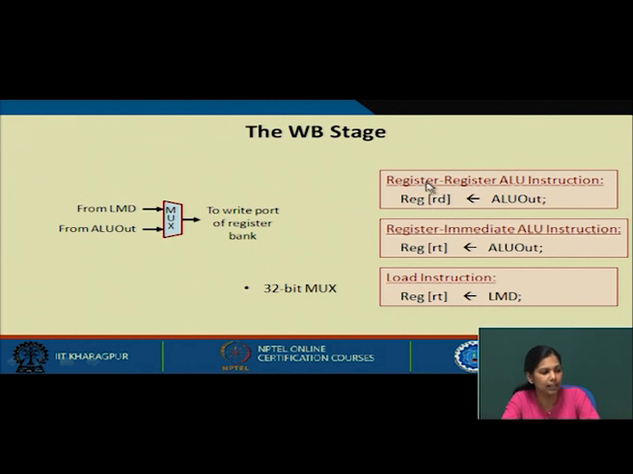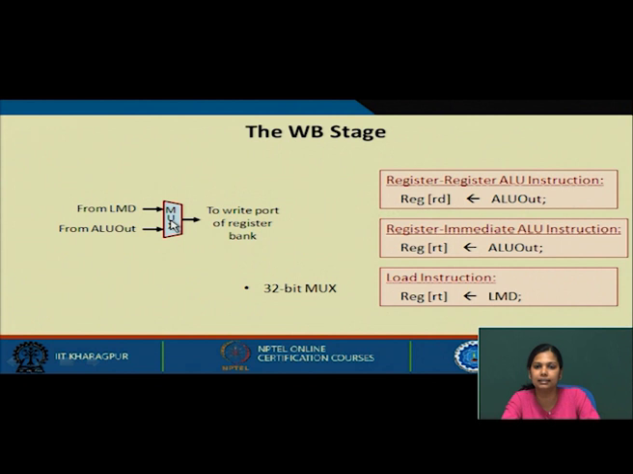Accordingly, for register ALU operation, this ALU output is stored in RD. For register immediate ALU operation, ALU out is stored in RT, and for load instruction, the LMD value, because it is the data read from the memory, is stored in RT. So this is how it can be done. It can be selected from the mux, either from LMD or from ALU out.